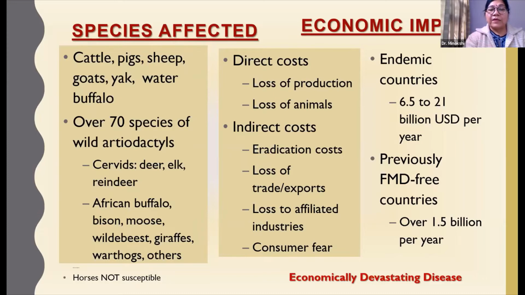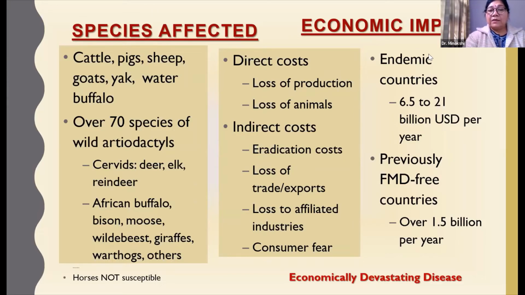But fortunately, this disease is not transmitted to human beings. It is animal to animal, from domestic animals to wild animals. And that's why this is very important. This is endemic in India, which means we have lots of pockets in India where this disease is very, very common and stays there for years together. And the economic losses incurred by this disease are 6.5 to 21 billion USD per year.